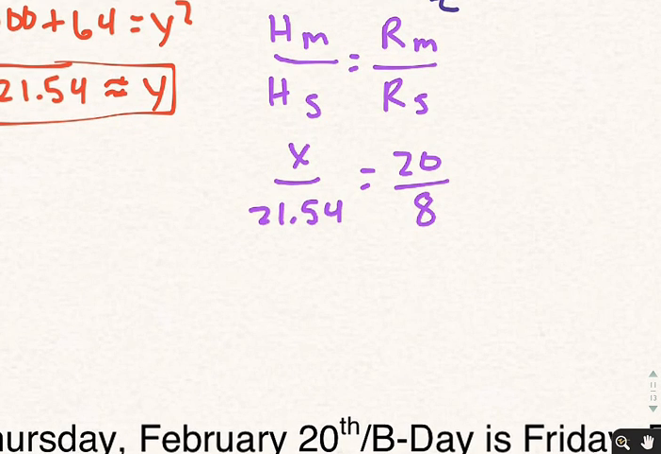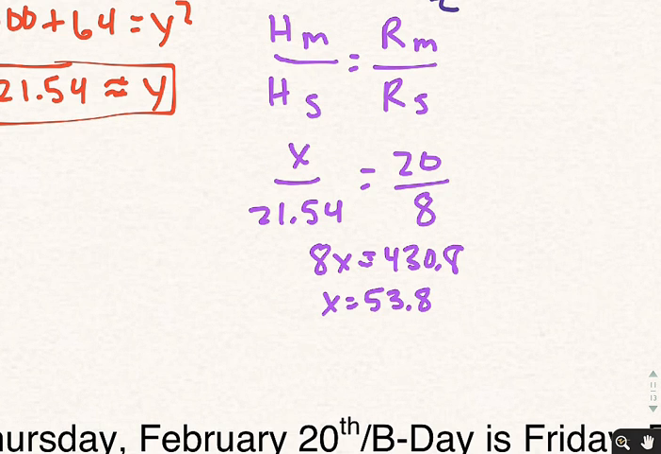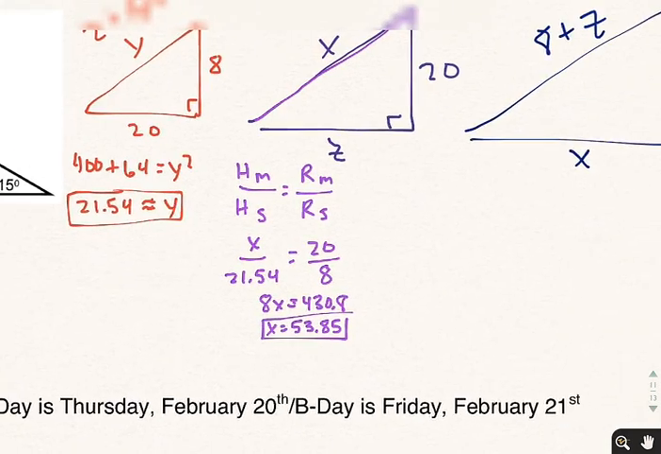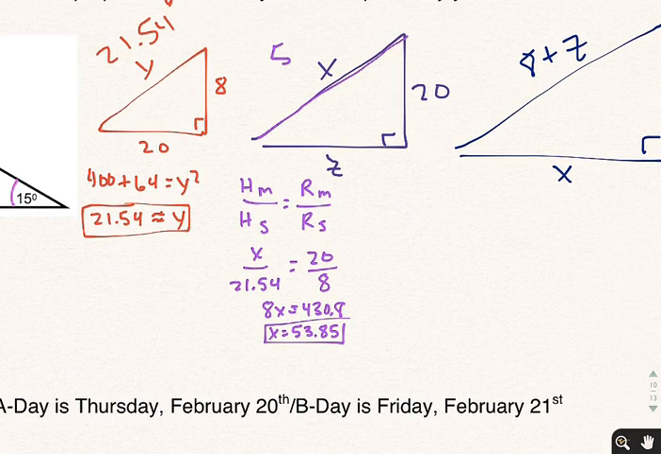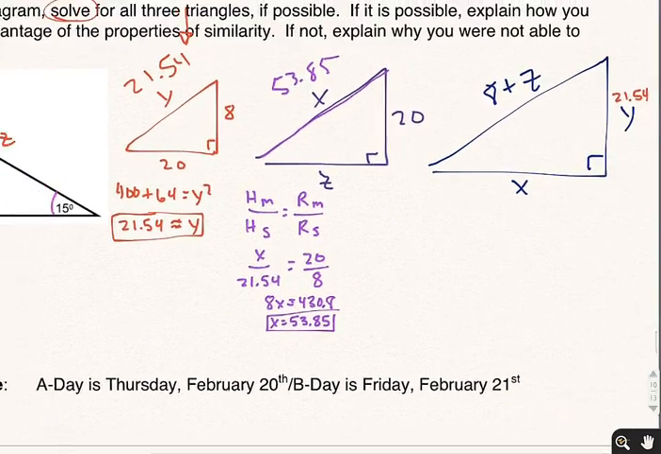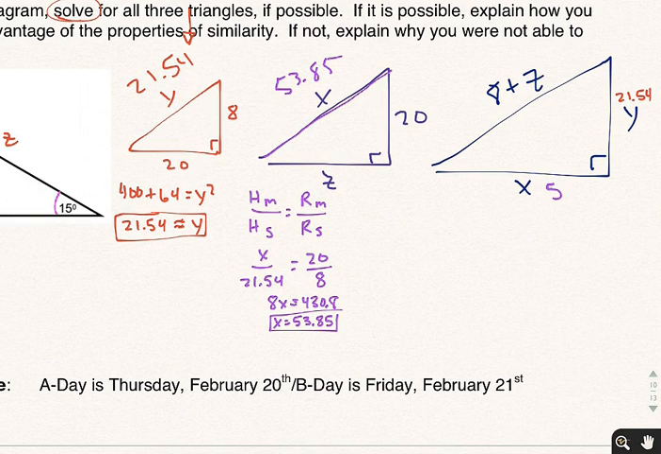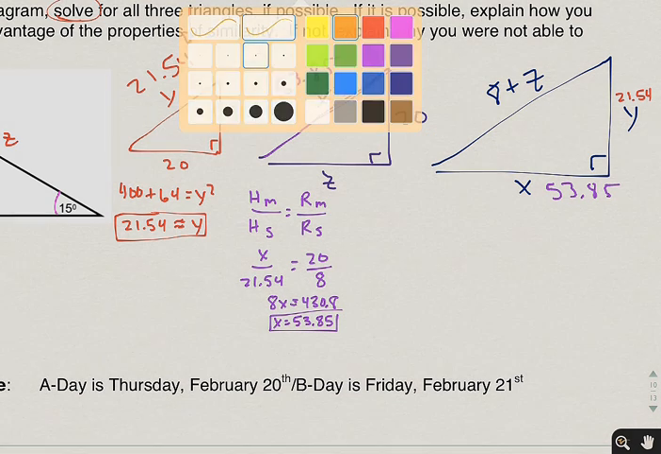So that should allow me to solve this proportion actually fairly quickly. So cross multiply, 8x is equal to 430.8. And of course, we're approximating at this point because I've already rounded. And x should be equal to 53.85. All right, so if that's 53.85, that means that is 53.85. And I think I'm almost home. Again, not too tough a problem once you break it all apart.